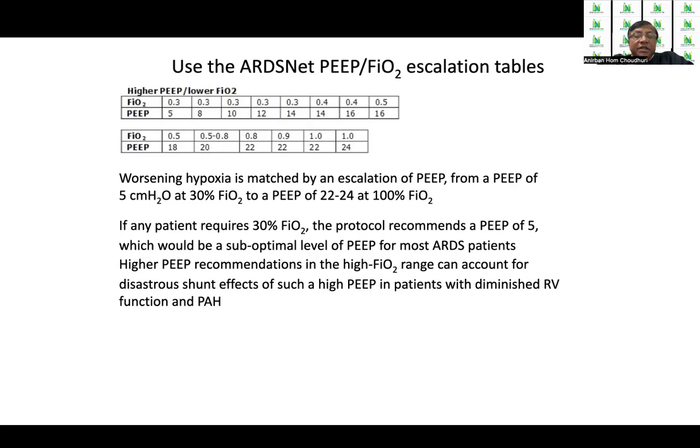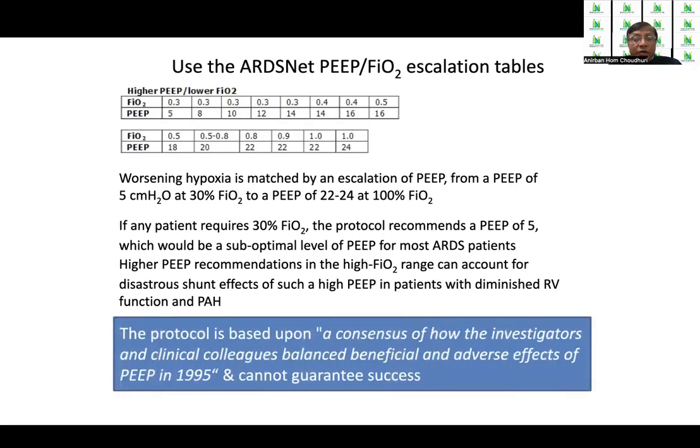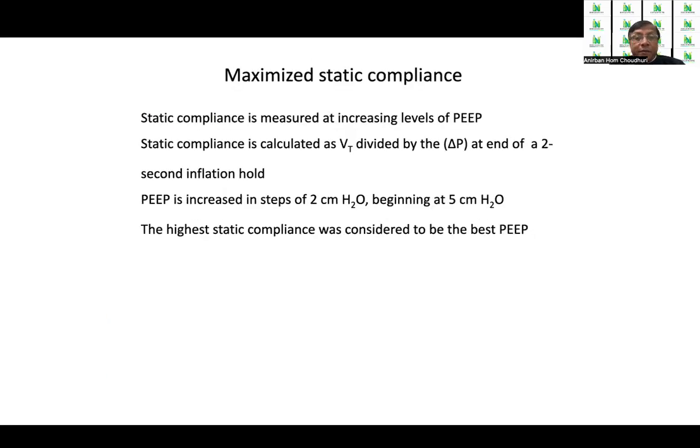Higher PEEP recommendations in the high FiO2 range can account for disastrous shunt effects, such as in high PEEP patients with diminished right ventricular function and pulmonary artery hypertension. So these are some of the problems with using this table as well. It is not that this table is foolproof, devoid of any problems. The protocol is based upon a consensus of how the investigators and clinical colleagues balanced the beneficial and adverse effects of PEEP in 1995. It cannot guarantee success as of today, when 25 years have passed. Our understanding of the nature of ventilator-induced lung injury has changed, so this understanding also requires a revisit.